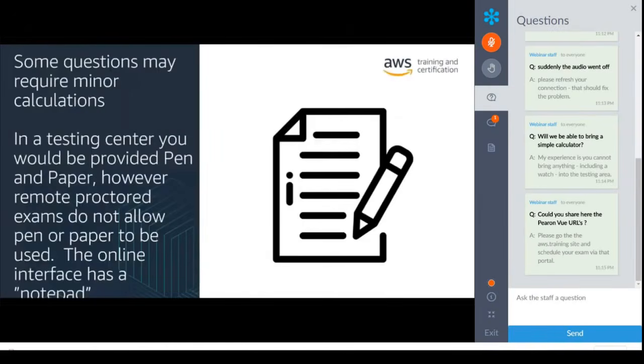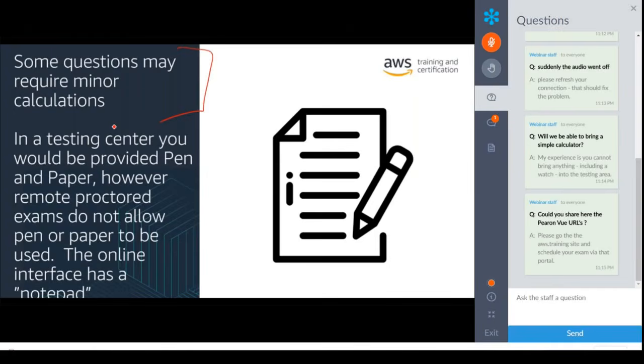Now, some questions may require minor calculations. If you're in a testing center, you will be provided a writing board and an erasable pen. In some cases, it'll be pencil and paper. In some cases, it will be pen and paper. This paper is given to you to be used temporarily during the exam, and then you have to provide it back to the exam invigilator before leaving the center so that you can't walk away with exam materials. That's one reason.